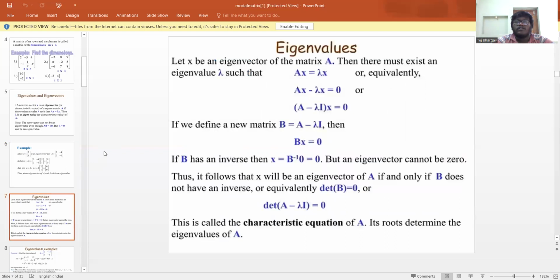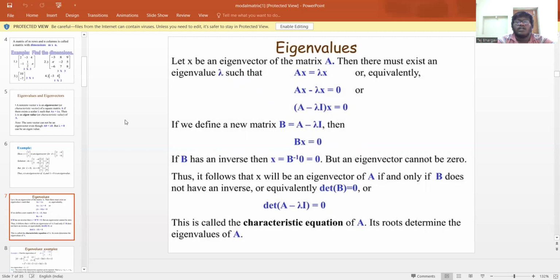Let x be an eigenvector of the matrix A, then there must be an eigenvalue lambda such that Ax is equal to lambda x, or equivalently Ax minus lambda x is equal to 0. That is, A minus lambda I times x is equal to 0. If we define a new matrix B is equal to A minus lambda I, then Bx is equal to 0. If B has an inverse, then x is equal to B inverse times 0, which is equal to 0. But an eigenvector cannot be 0.